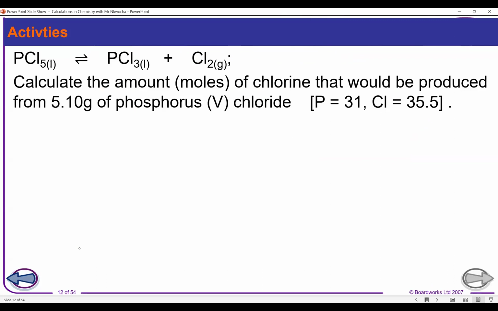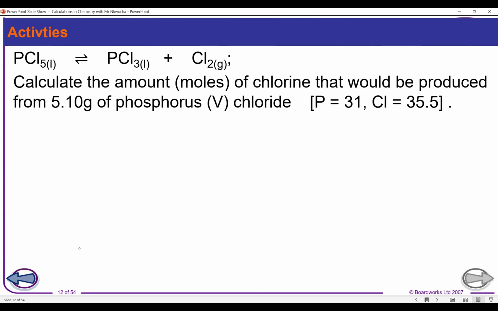This is where I told you that mole is everything you need. Look at this question. They ask you to calculate the amount in moles of chlorine that will be produced from 5.1 gram of phosphorus pentachloride. Ladies and gentlemen, this is the reason why I brought this kind of question. You see these questions in WAEC a lot, in JAMB a lot, and you'll be like, oh no. Because you are here today, you are guaranteed success.